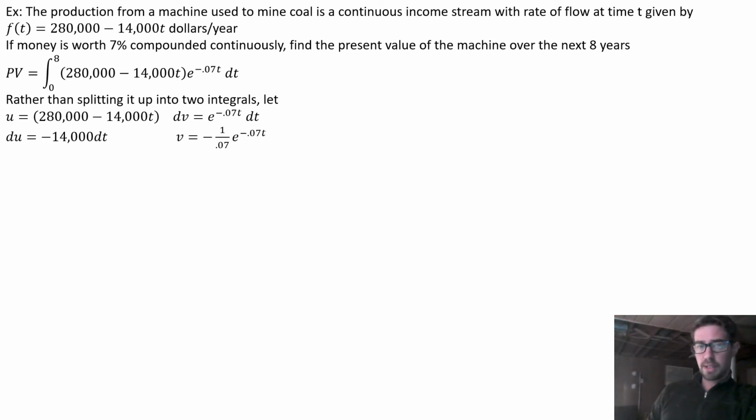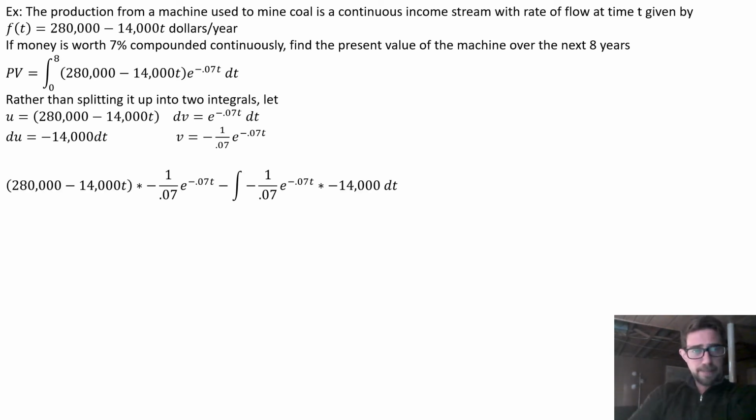So if that doesn't make sense, just think about the derivative of v. The negative 0.07 would come out and cancel that first thing. So we're just doing that backwards when we apply that rule. Okay, so that's our u, our v, and our du that we need. So throw that all into the integration by parts formula.